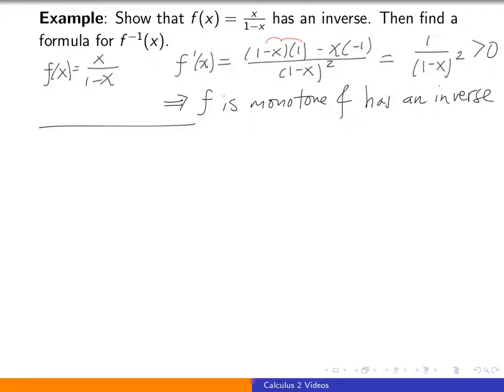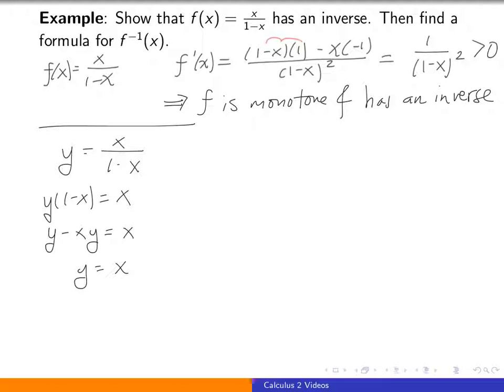The first thing we do is write down y equals f of x. And then we think about undoing this. I want to write it as x equals a function of y. So let's algebraically solve for x. Multiply both sides by 1 minus x. And then group together all of the x's on one side. So on the left, we can think of this as being y minus xy equals x.